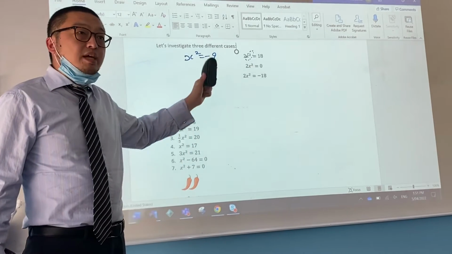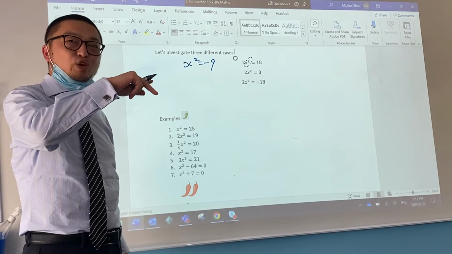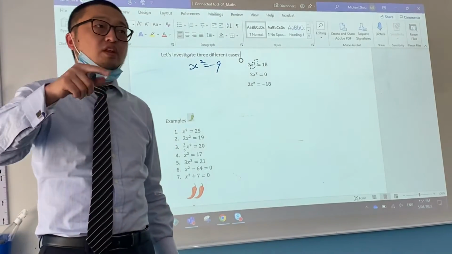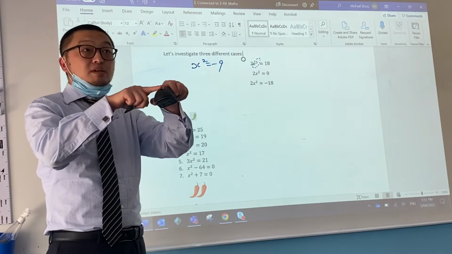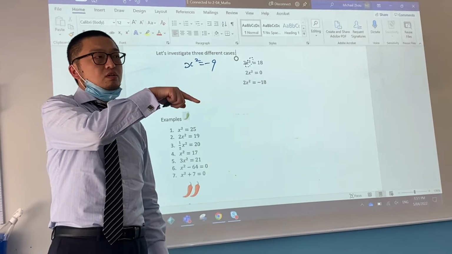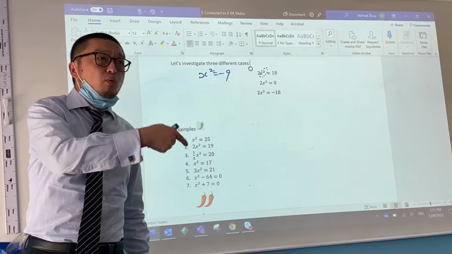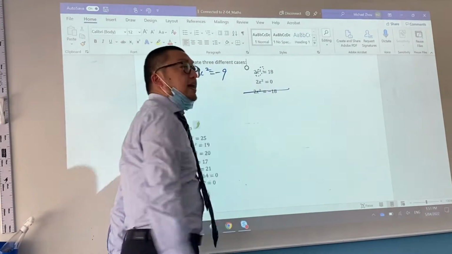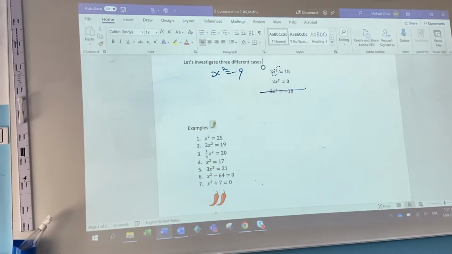What times what will give me negative 9? And those numbers have to be the same. Let's try a tricky one. Or ask yourself, are there any possibilities where I multiply a number by itself, the same number twice, a square number, and get a negative? Is there a possibility? No, right? When I square a number, I always get positive. So this cannot be done. All good? All right, now let's move on.